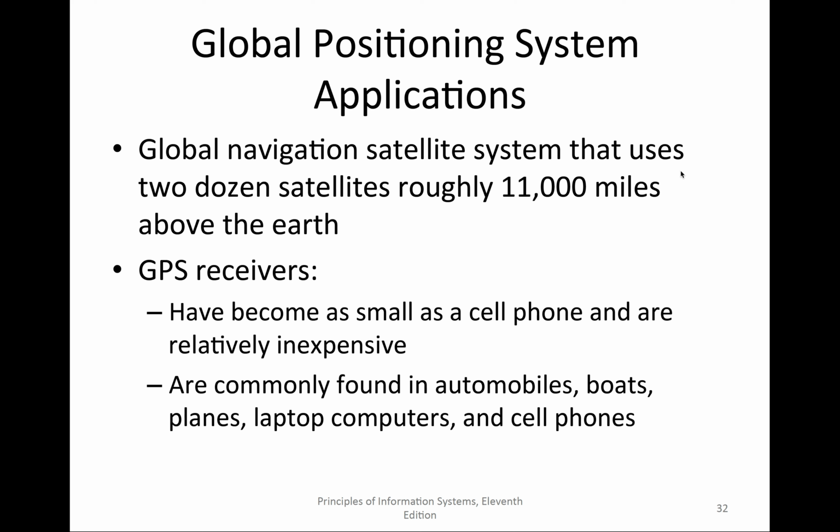Global positioning system applications: a global navigation satellite system that uses two dozen satellites roughly 1,100 miles above the Earth. GPS receivers have become as small as a cell phone and relatively inexpensive, and are commonly found in automobiles, boats, planes, laptop computers, and cell phones. And I already know that GPS is a familiar term with you guys.